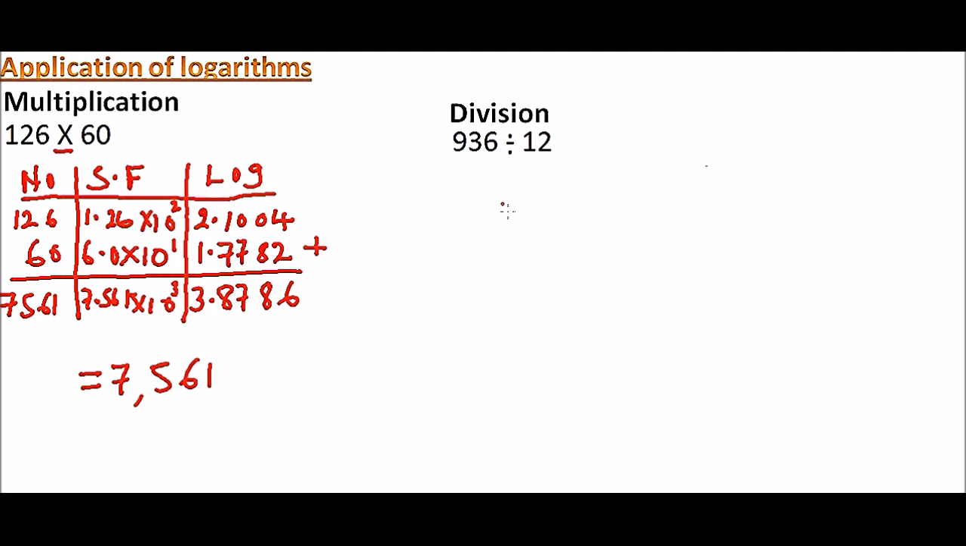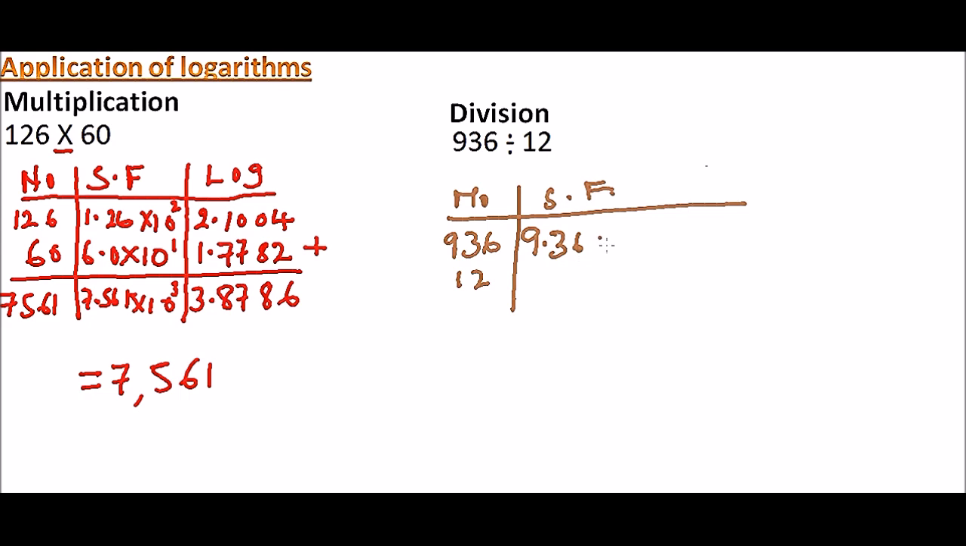Now we come to division. 936 divided by 12, we draw a similar table to the one that we have done with the multiplication. So we have the number there. Our numbers are 936 and 12. Then we have standard form. So 936 is the same as 9.36 multiplied by 10 to power 2. Then we have 1.2 multiplied by 10 to power 1.